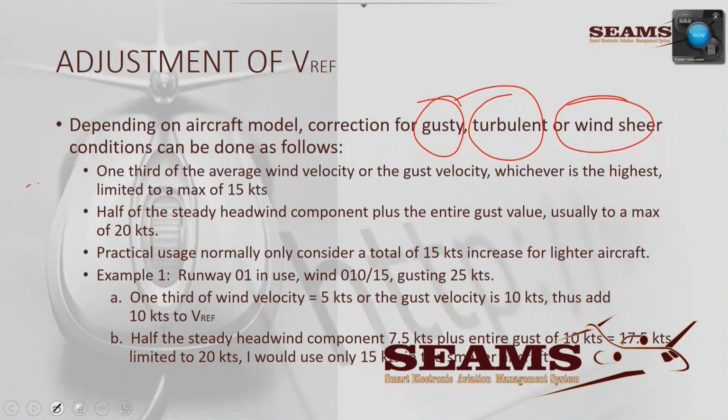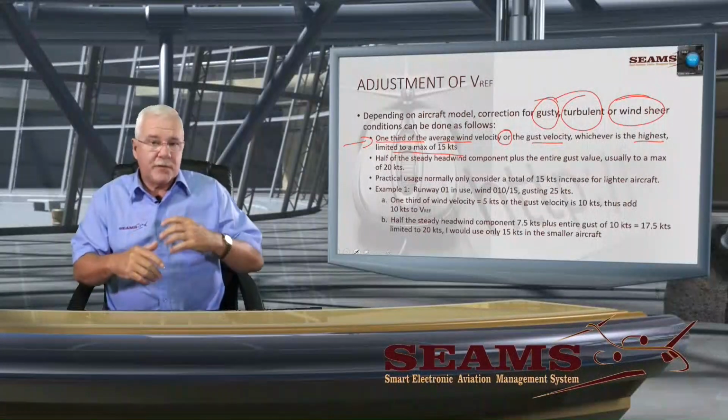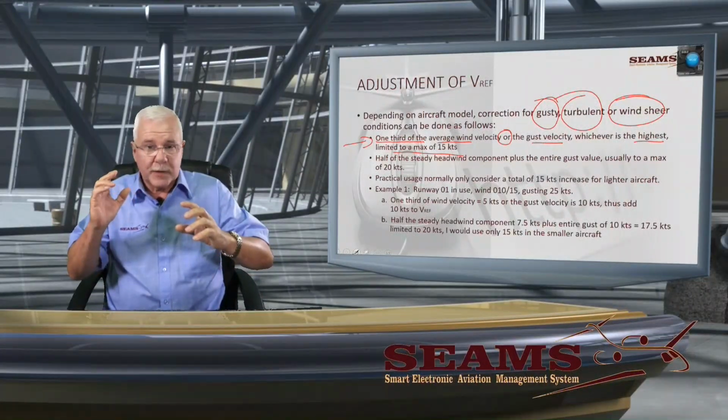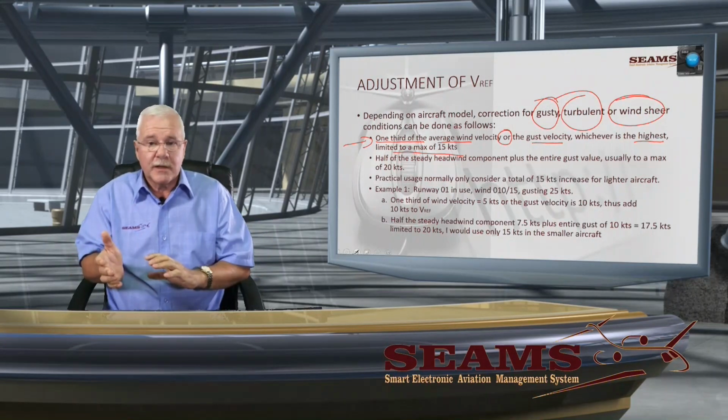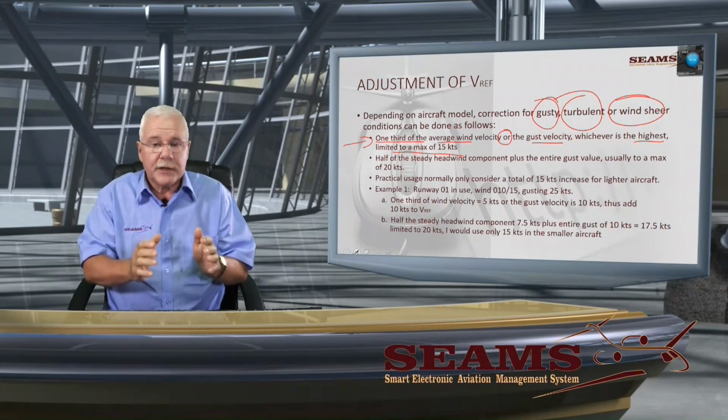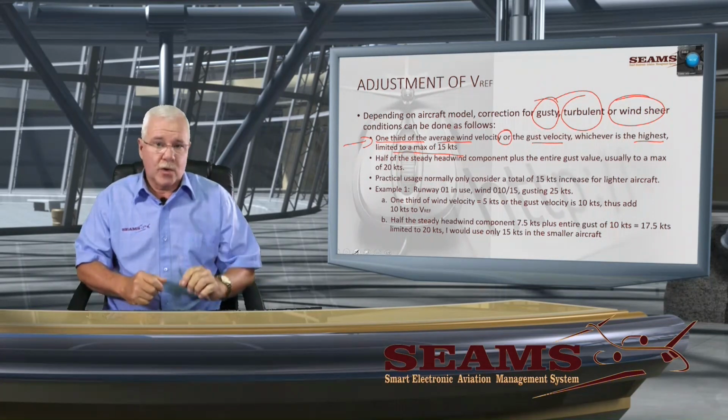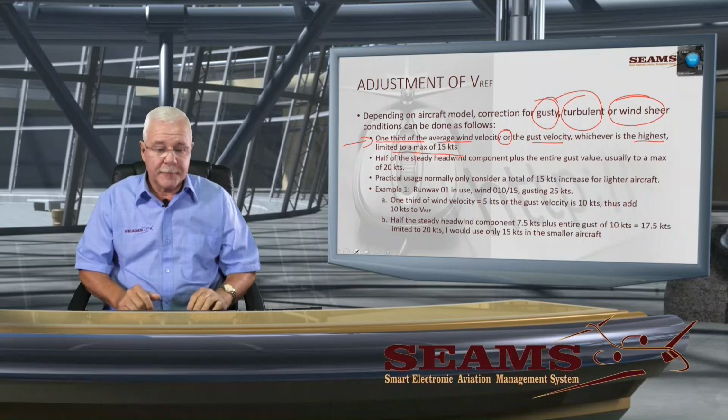However, as you can see, there are 2. Well, the first one says you take 1/3 of the average wind, or the gust velocity, whichever is the highest, and you limit that to a maximum of 15 knots. In other words, if you've got a headwind of X and you've got a gust of X, and you add the 2 up and it comes to 17 knots, you're going to be limited to 15 knots. And that's an increase on your normal approach speed.